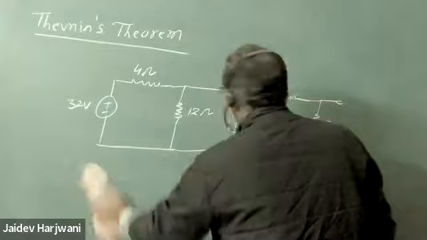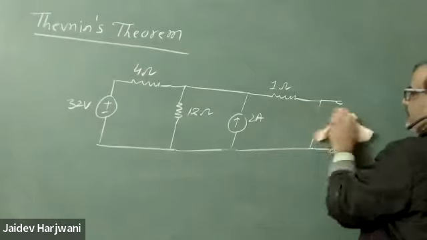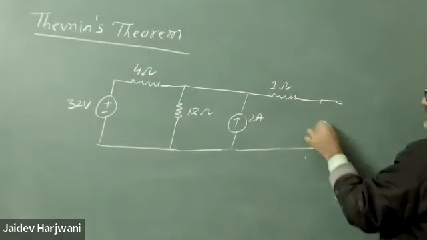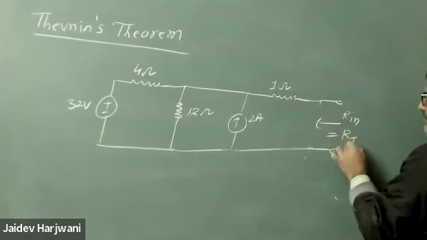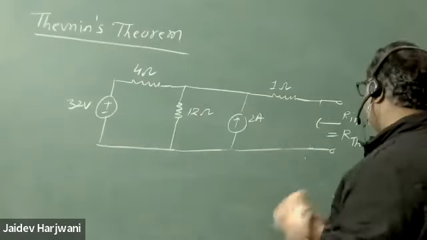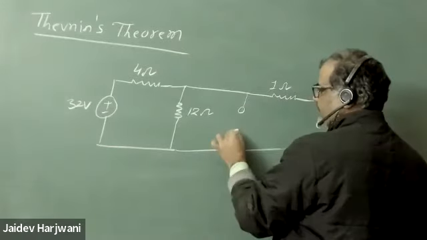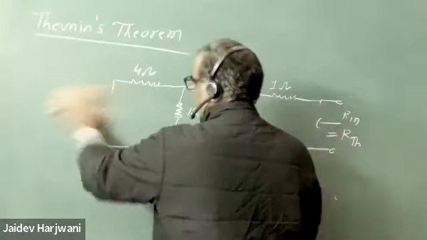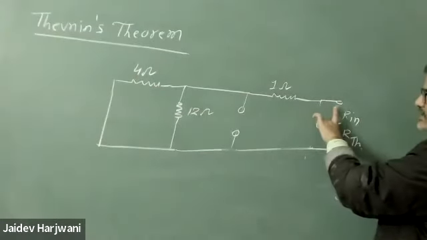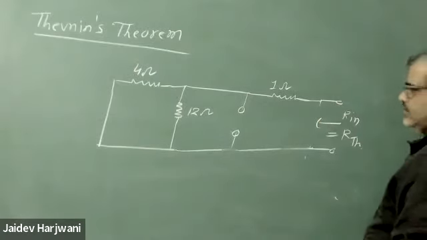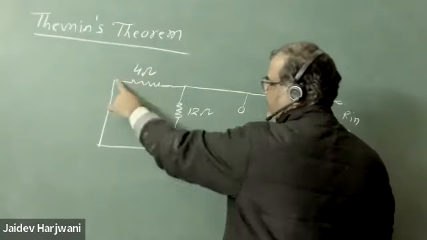If I want to measure RThevenin, I need to deactivate all the sources. First of all, I need to measure RThevenin across this resistance R in. Whatever R in I measure, that will be my RThevenin. So in order to measure the resistance across these two terminals, I have to deactivate all the sources. So this becomes an open circuit and this becomes a short circuit. Now I have to measure the total resistance across these two terminals.